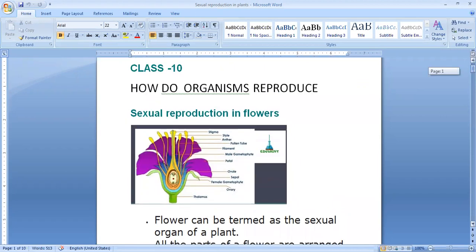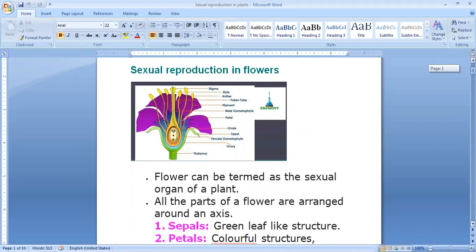And in this chapter, we have already completed asexual mode of reproduction. We have already finished asexual mode of reproduction, in which we have studied about budding, spore formation, multiple fission, binary fission, fragmentation, regeneration. So now we have to start sexual reproduction in flowering plants, that is in angiosperm.